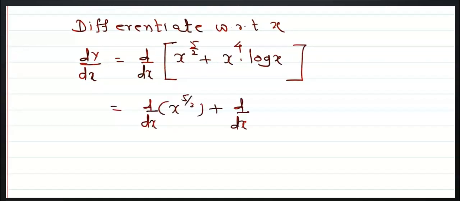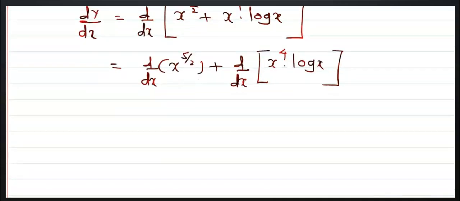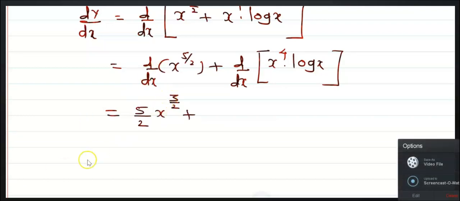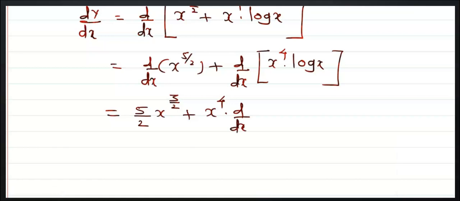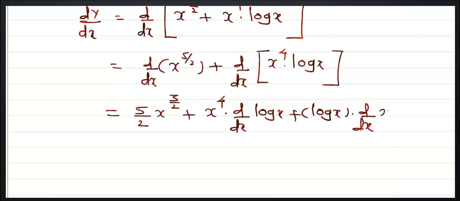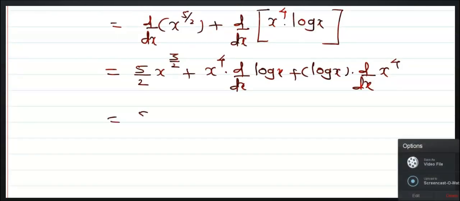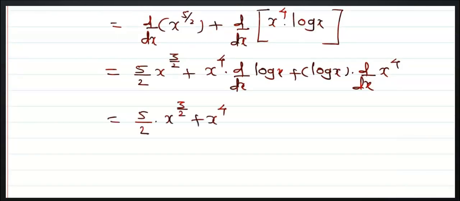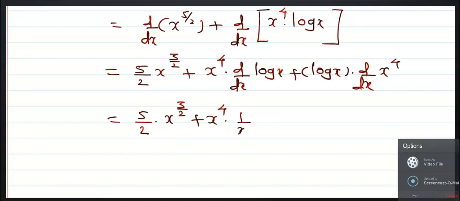d/dx of x raised to 5 by 2 and now d/dx of x raised to 4 into log of x. X raised to 5 by 2, 5 by 2 minus 1 means what? 3 by 2. आता इथे प्रॉडक्ट रूल अप्लाय करून आपण काय शोधणार त्याचा? तर डेरिव्हेटिव्ह शोधणार. x raised to 4 d/dx of log of x plus log of x into derivative of x raised to 4. 5 by 2 x raised to 3 by 2 plus x raised to 4, derivative of log of x is 1 upon x. Log of x raised to 4 चा डेरिव्हेटिव्ह किती?